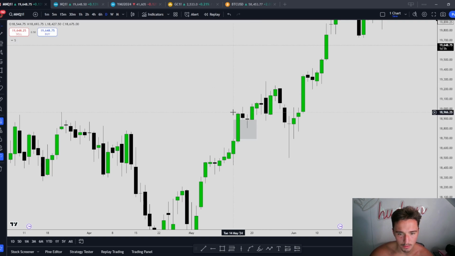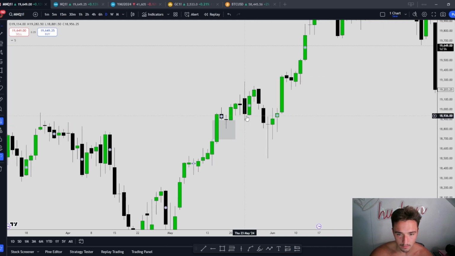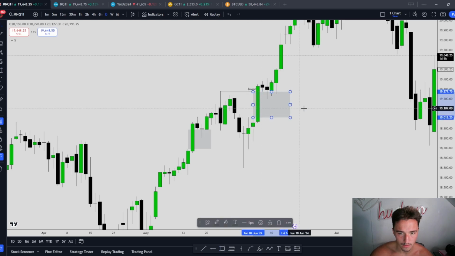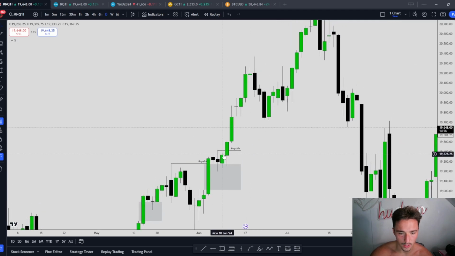Why do we get chop? There's no internal range liquidity being met here, right? There's no fair value gaps being displaced here. So what do we do? Come down, turtle soup below, displace back up, take external range liquidity. We created a fair value gap. What do we do? Revisit it. Go purge external range liquidity. What do we do here? Displace up.